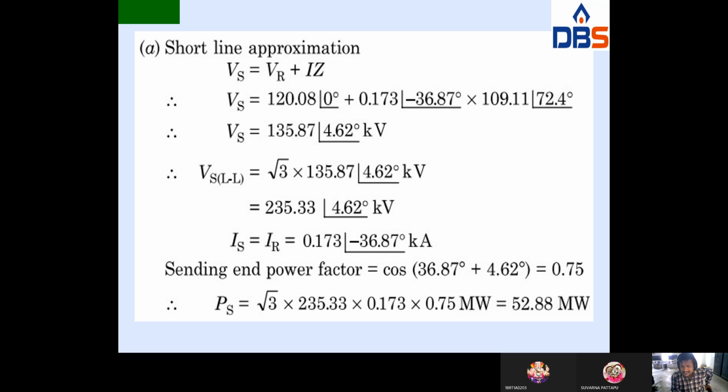It is a short transmission line, right? For short transmission, there is no capacitance effect, right? That's why sending end current is equal to receiving end current. So Is is equal to IR is equal to 0.17 at an angle minus 36.87 kA. So sending end power factor is cos of 36.87 plus 4.62, the angle between the Vs and Is.